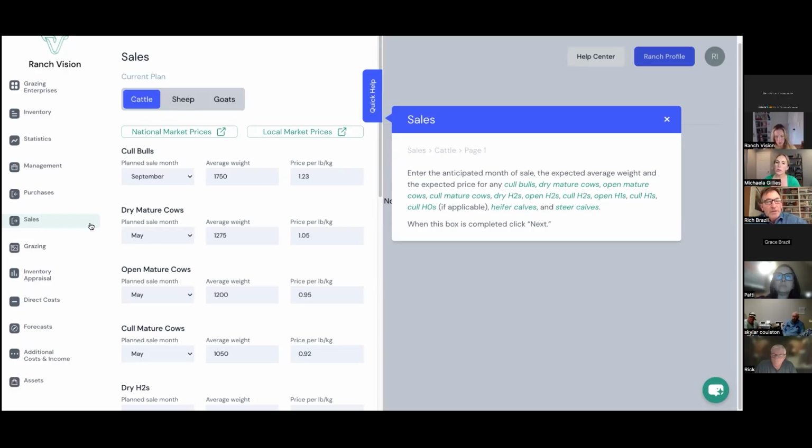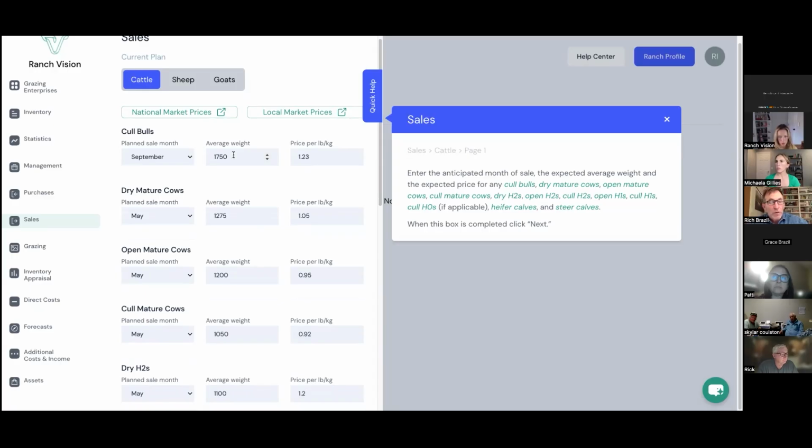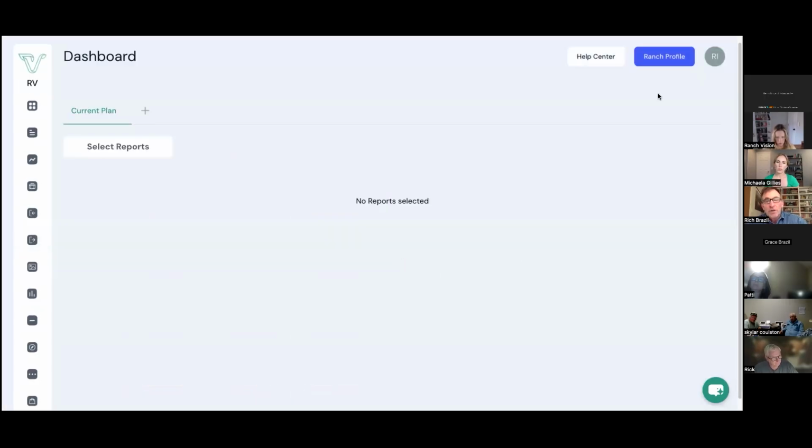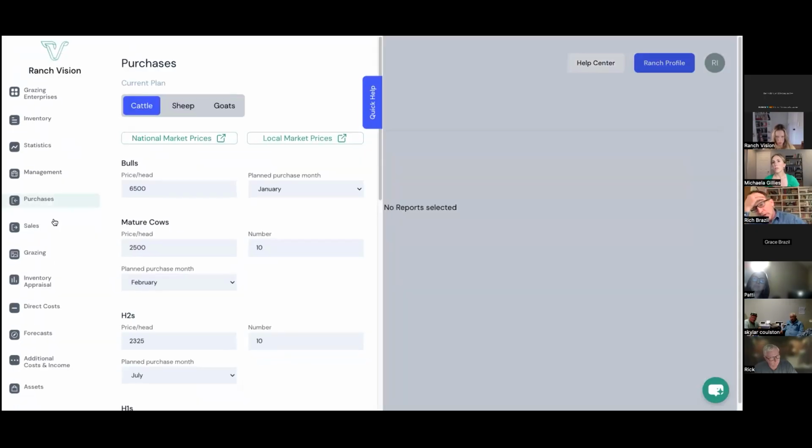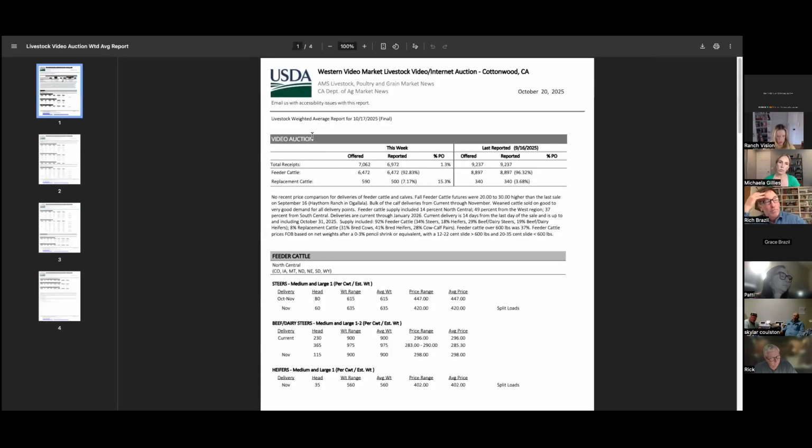Sales page, again, same expectations. When do you plan to sell your cull, dry, open cattle? When do you plan to sell your calves? When do you plan to sell your stockers? What month? What weight do you expect? What do you expect the price to be? And in both the sales and the purchases page, there's the local market price tool that links you from your initial location information, and it gives you up-to-date USDA reports on prices if you're in the US. If you're in Canada or Australia, New Zealand, South Africa, England, it will link you to local resources wherever you're at.